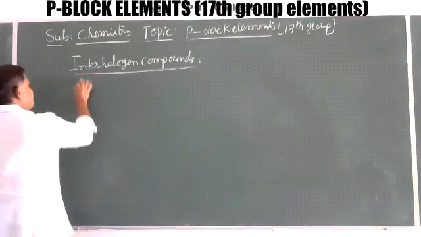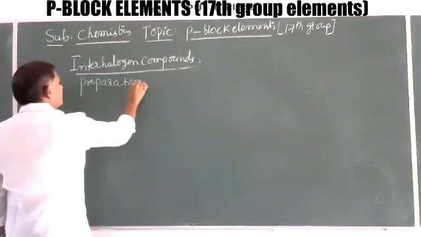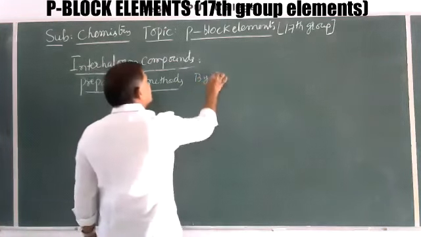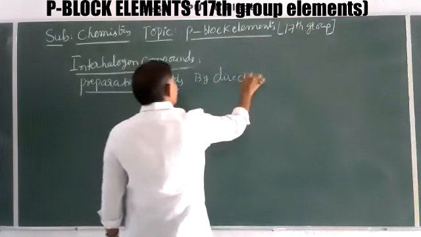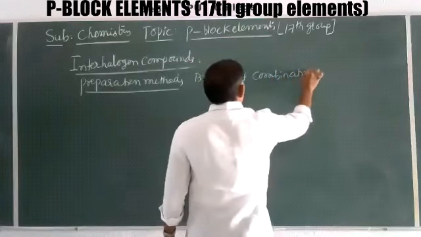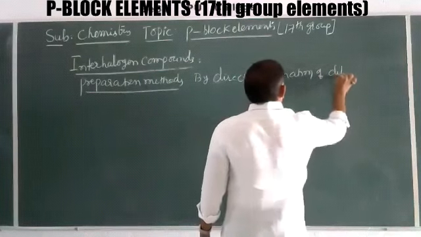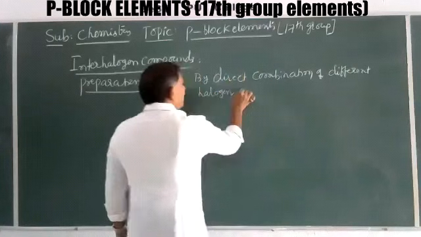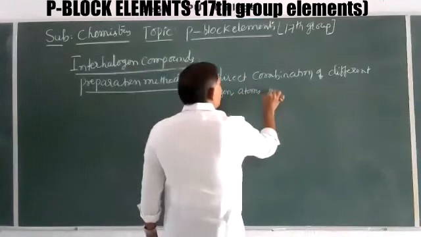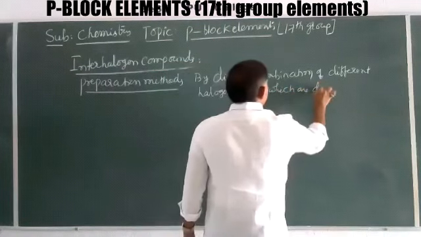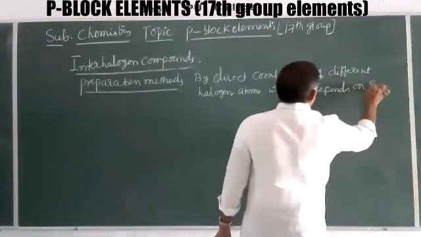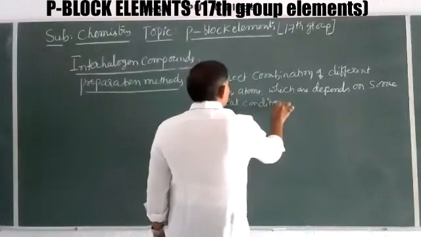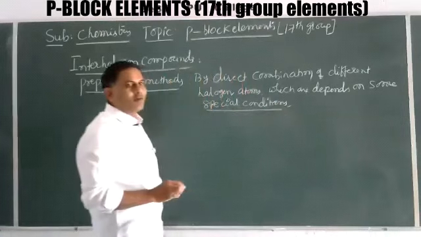See, preparation methods of interhalogen compounds. Generally, these are formed by direct combination of different halogen atoms, depending on some special conditions. Depending upon the conditions, we can prepare such interhalogen compounds.